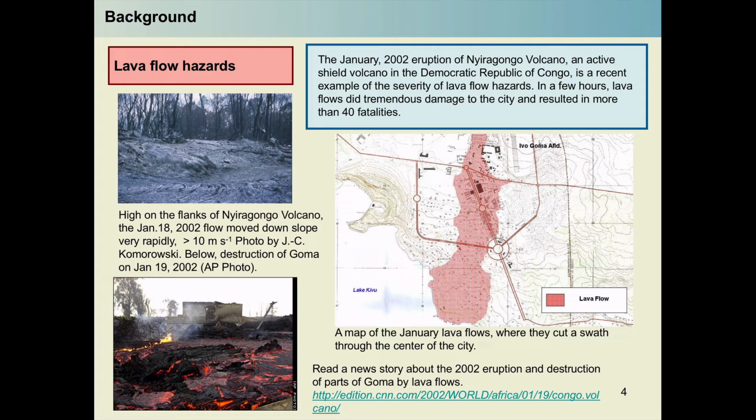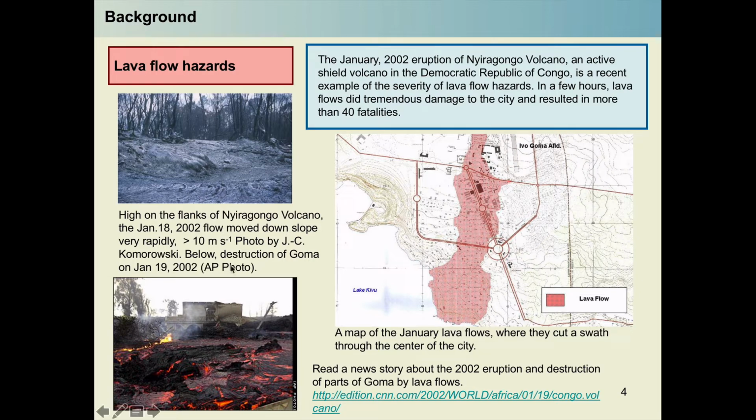So in 2002, the eruption of Nyiragongo volcano. It's a shield volcano in the Democratic Republic of Congo. In a few hours, lava flows from this volcano did tremendous damage and resulted in more than 40 fatalities. So here's a map image showing the path of the lava flow as it flowed through the city of Goma in the DRC.